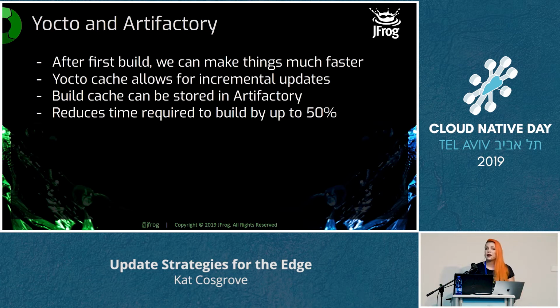Yocto caches everything it downloads, and we can make it use that cache for future builds. That way, it's only rebuilding what changes. So what we do is we store the build cache in Artifactory every time we build, and we point Yocto at that build cache. That way, we can reduce the time required after the first build by up to 50%. I'm not sure if you could get it faster than that. 50% was the most we could manage, but that's still pretty significant.